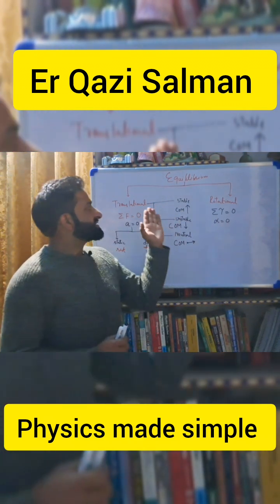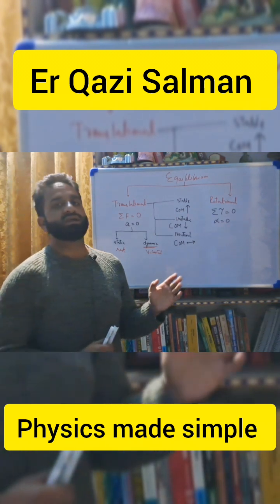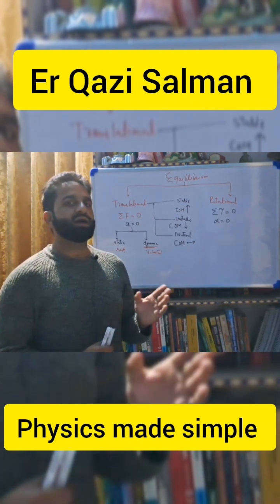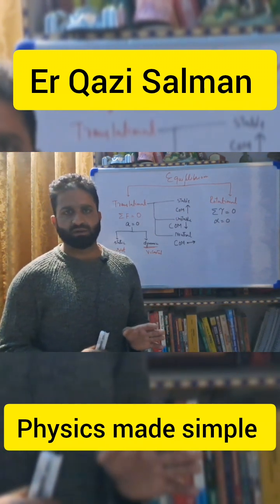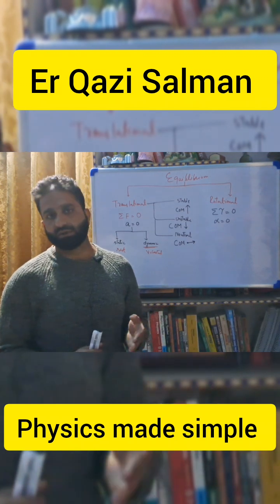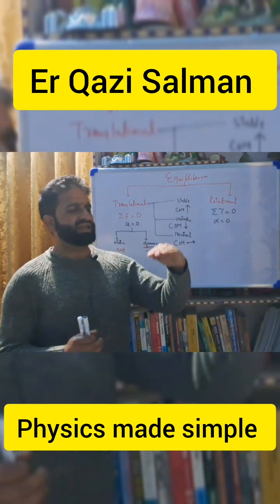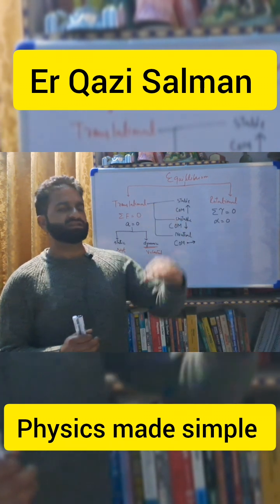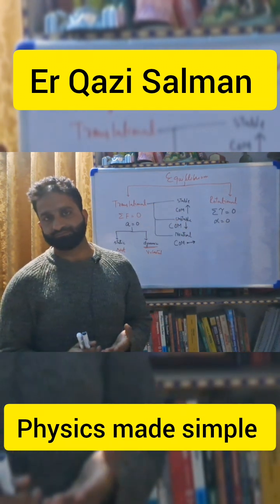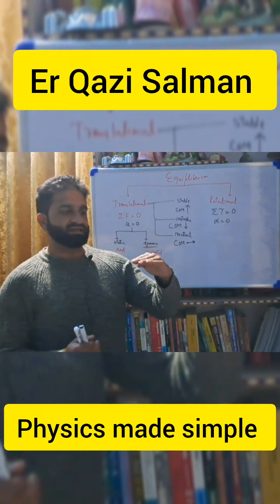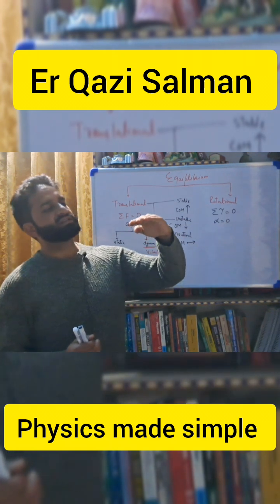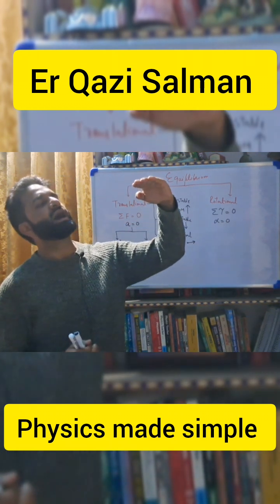In stable equilibrium, when a body is disturbed from its equilibrium position, it regains its equilibrium position, like a book lying on its face. When we slightly disturb the book and release it, it comes back to its equilibrium position. In that case, when it is slightly disturbed, the center of mass goes higher.